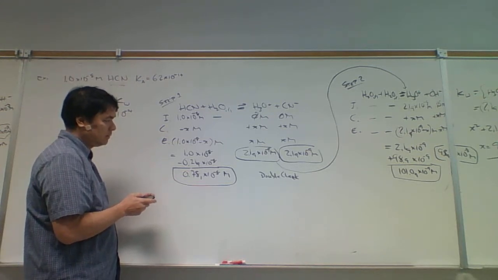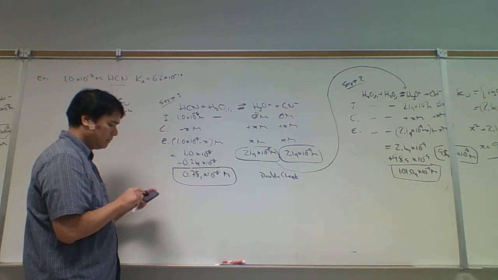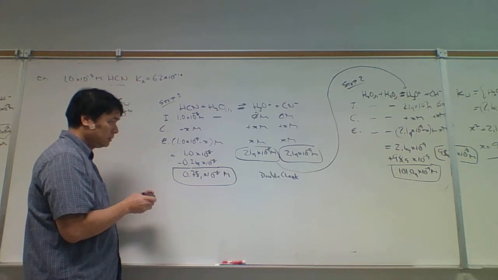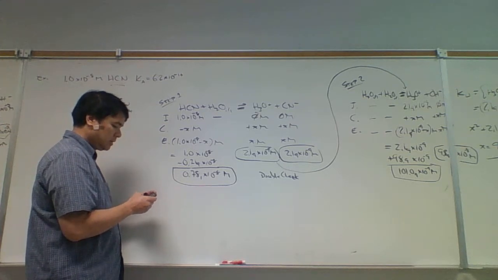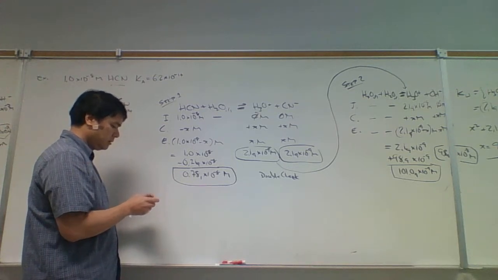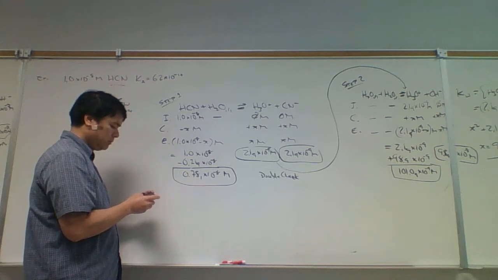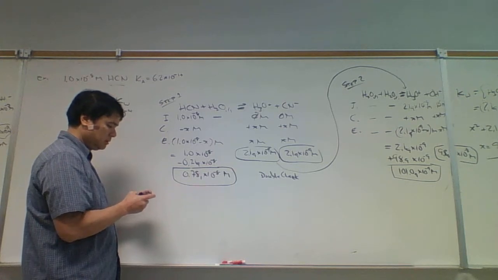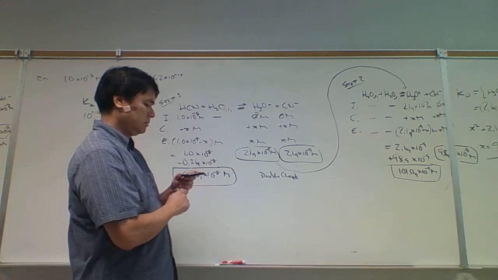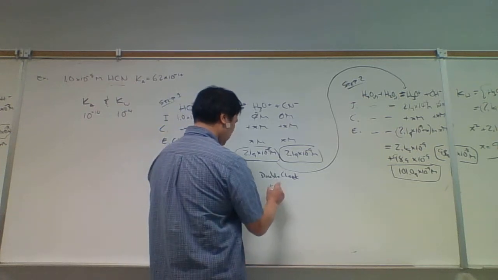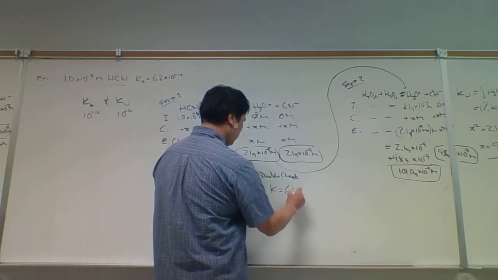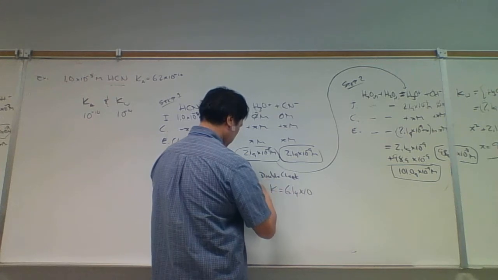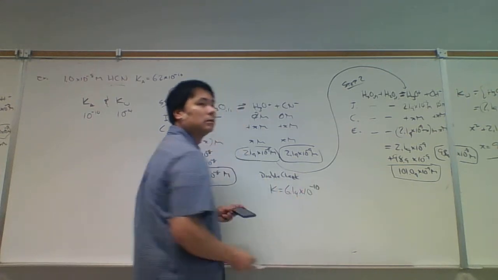Wow, I think maybe, did I screw this up? Let's try that again. 2.19 times 10 to the minus 9 squared divided by 0.781 times 10 to the minus 8. Okay, I did screw it up. So K, I get 6.14 times 10 to the minus 10.